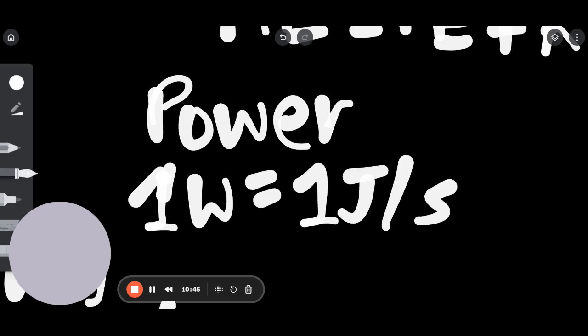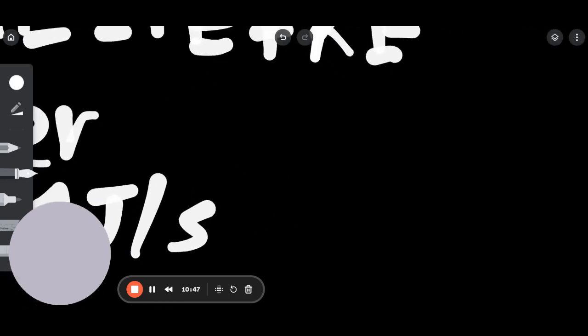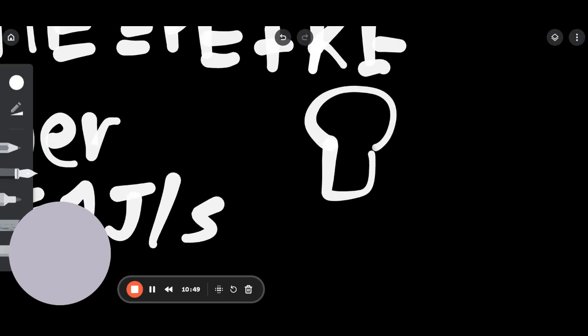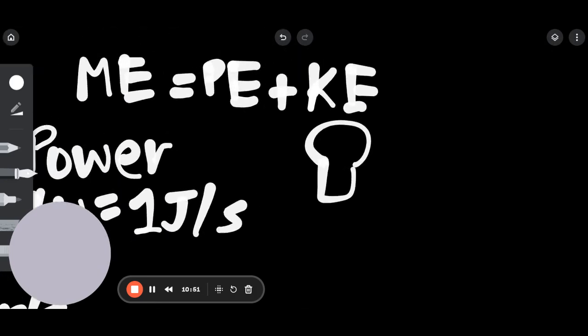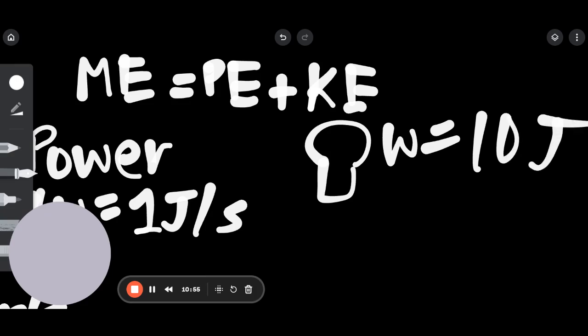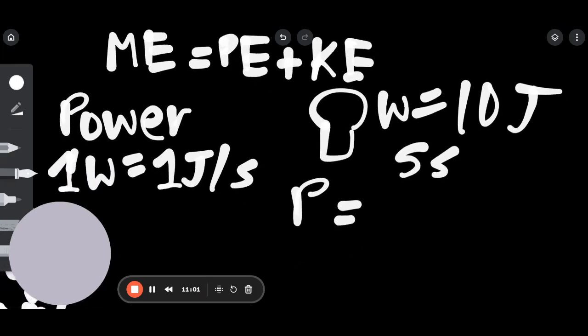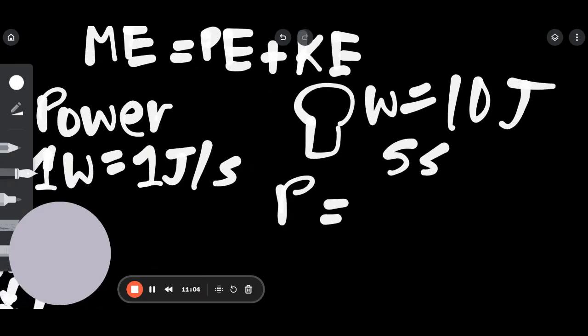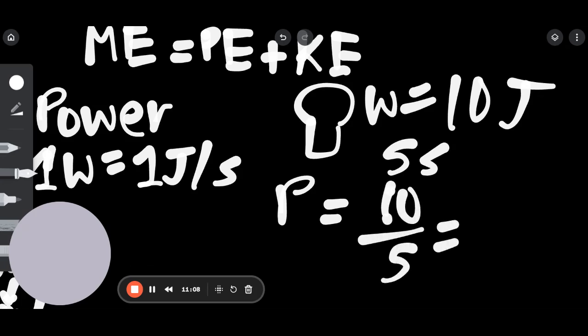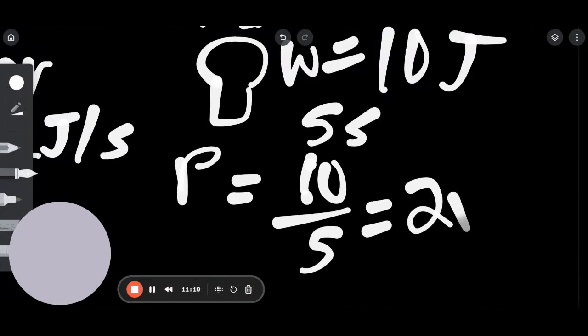Now, for example, let's say you have a light bulb. Let's say it's doing a work of, let's say it's 10 joules, hypothetically speaking, in 5 seconds. What is the power? Well, the power is just the work over the time. So it's just 10 over 5, which is equal to 2 watts. That's a pretty weak light bulb, I'm not going to lie, but that's how much it is.